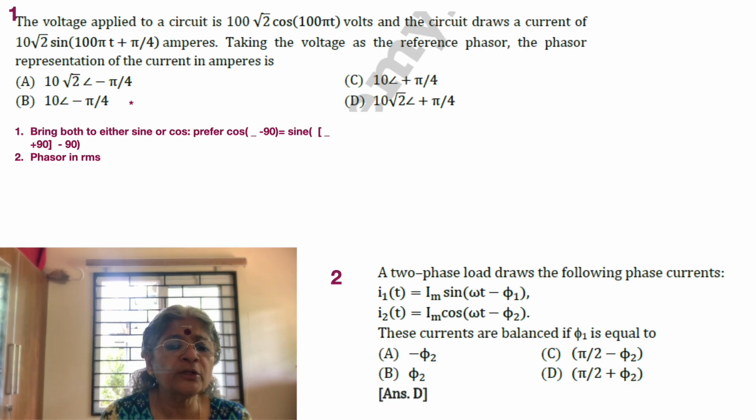Taking the voltage as the reference phase, now the phasor. So the voltage is taken as a reference phasor. In that case, it should be shown as equal to 100 angle 0. The phasor representation of the current is.